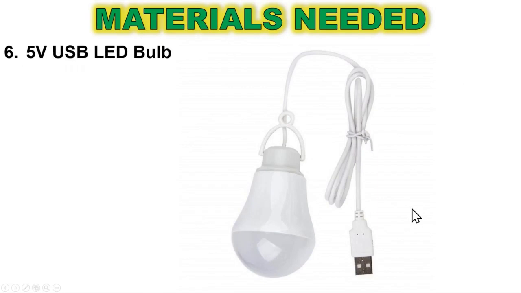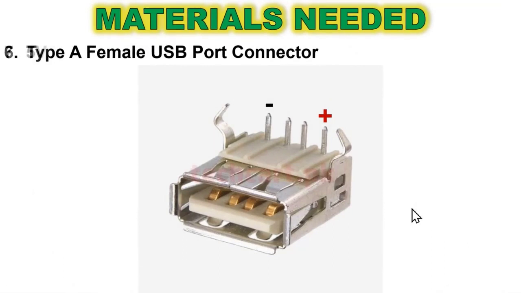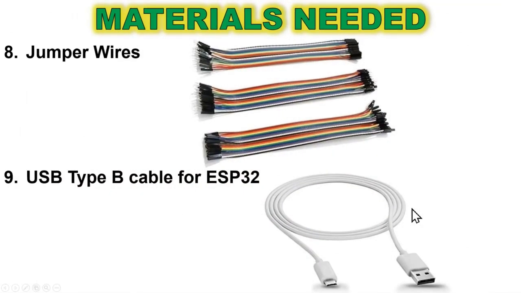Next, we need to have a 5 volt USB LED bulb to demonstrate how we can control some of our appliances in our house. Next, we need to have a Type A female USB port connector to connect to the 5 volt USB LED bulb. Next, we need to have jumper wires and a USB Type B cable for the ESP32 microcontroller.